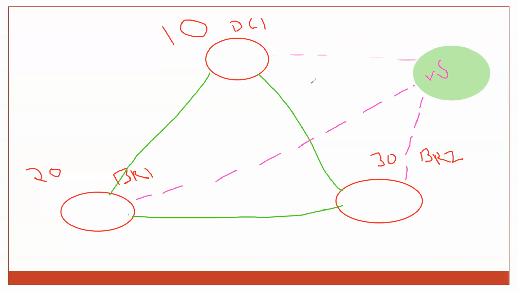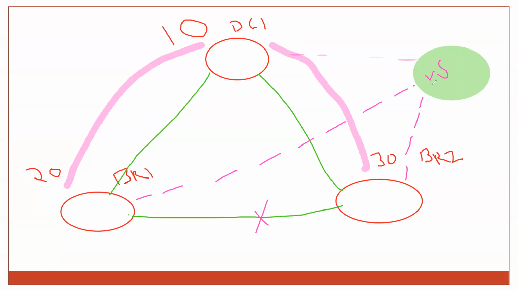Correct. Now suppose your organization tells you that all the branches should send the traffic first to the data center, and then the traffic should go to the other branch. Means if your requirement is something like this, that you have to send the traffic to the data center first, and then from that data center it will go to the other branch, then how will you do it? You don't need this connection, correct? So how will you control that?